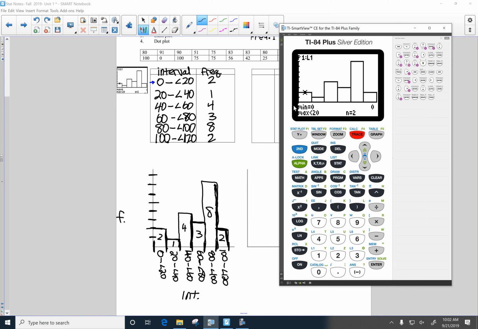Hit trace. These are your intervals. 0 to less than 120. There's 2 of them. Hit the right arrow until you get them all. And then that gets reproduced on the graph, and there you have it.